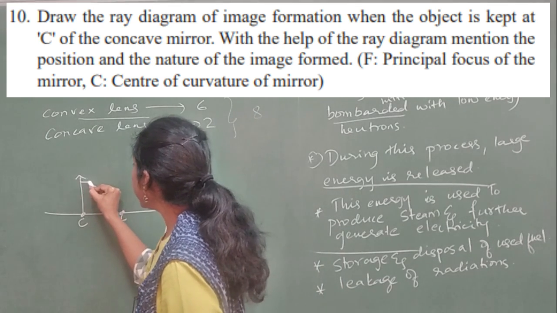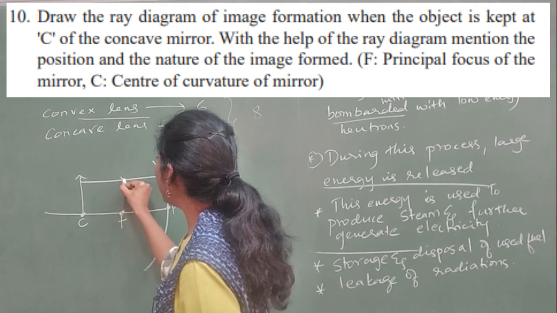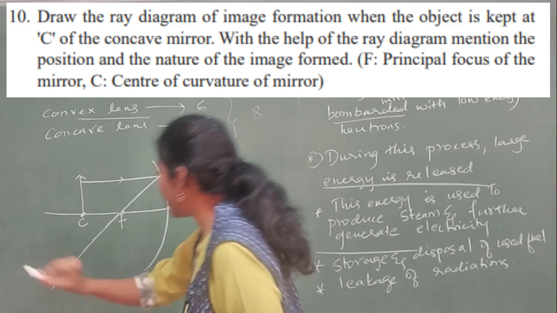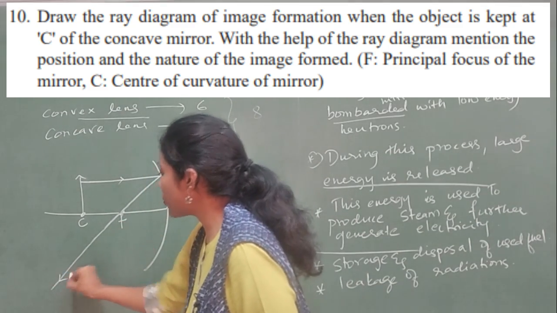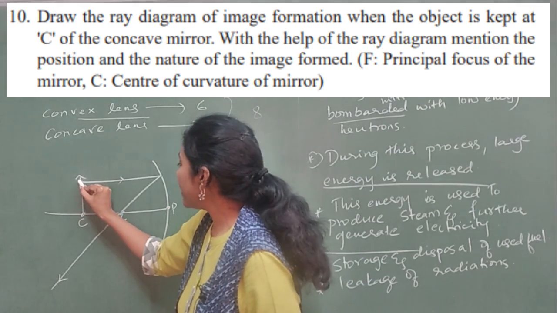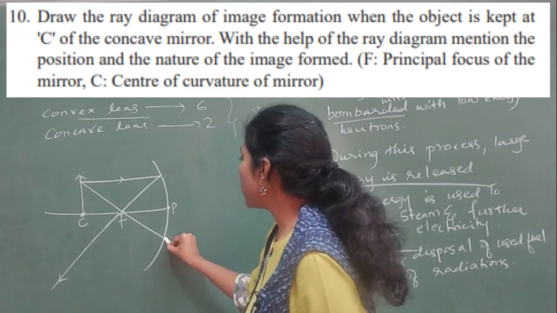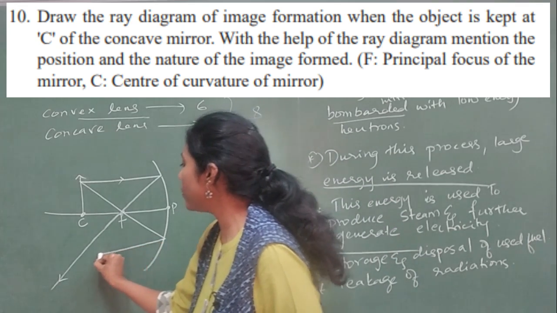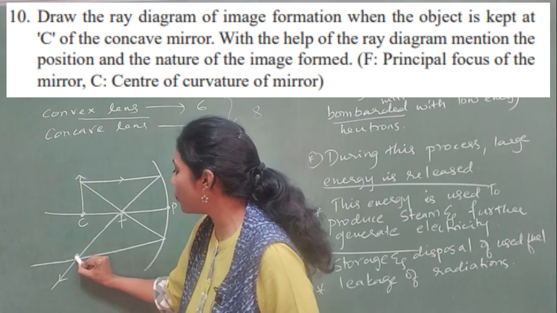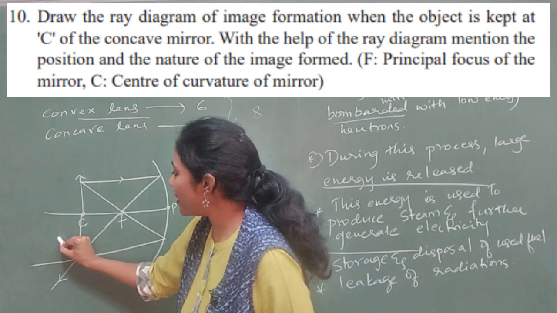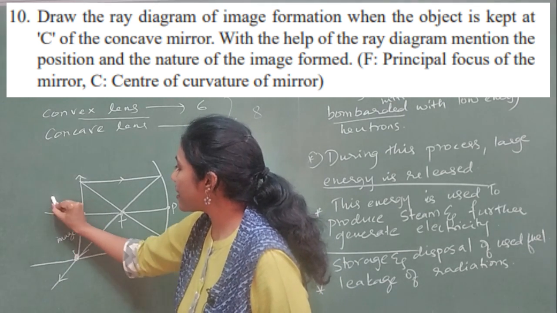So if an incident ray is parallel to the principal axis, then the reflected ray will pass through the principal focus. So this is the direction of the reflected ray. And I'll take one more incident ray that is passing through the principal focus. So what would happen? The reflected ray will run parallel to the principal axis. So here you will get the image. And look at the image. So this is our image, right? This is our object.